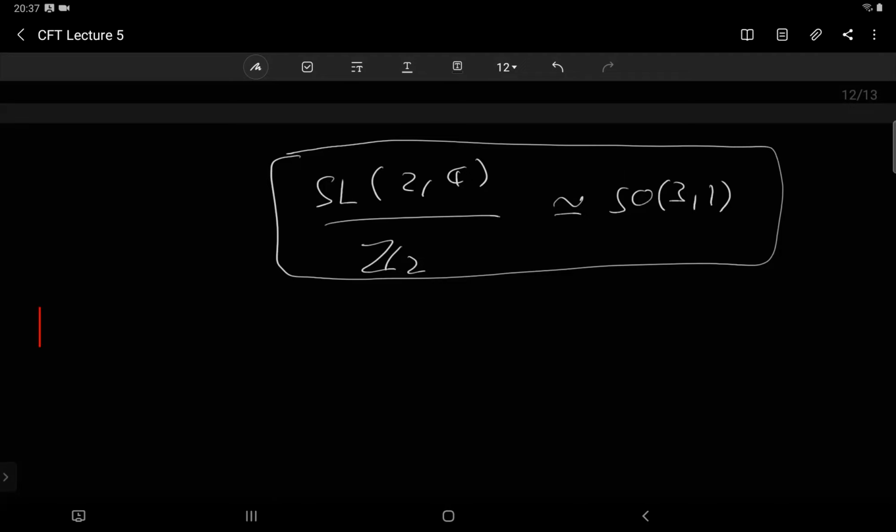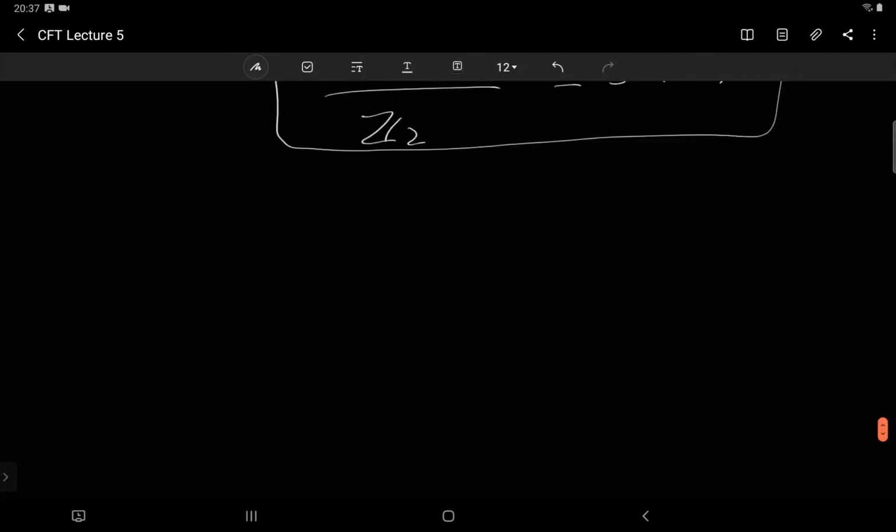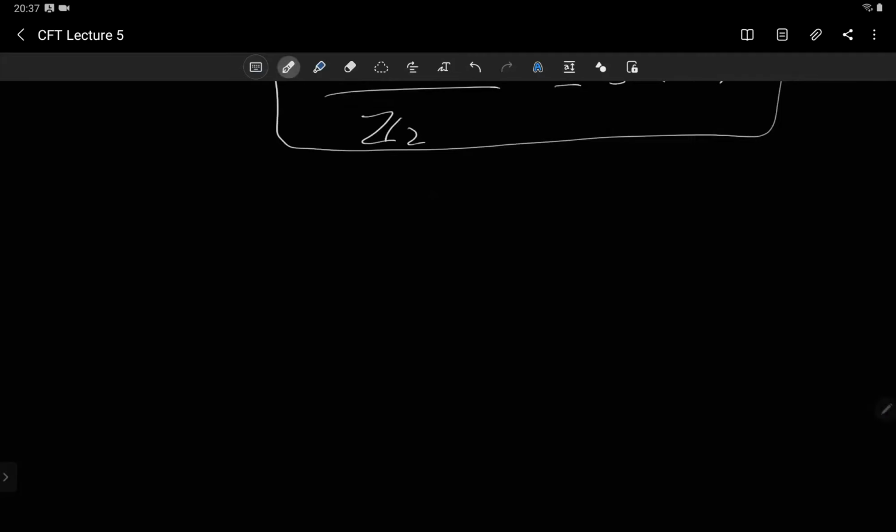So, any questions up to this point? If you don't remember, you can look back at your group theory notes and see whether you understand what we're saying. And if you don't understand, we can discuss it again next time.